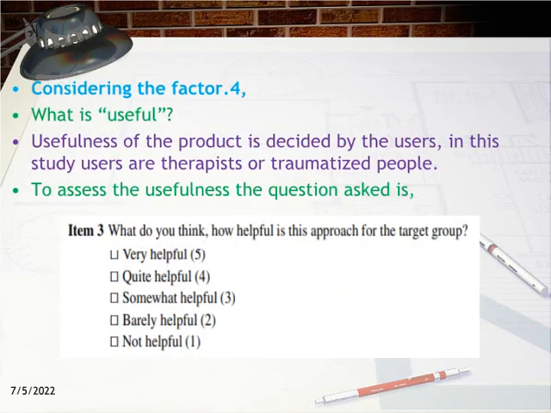Considering the factor 4, what is useful? The usefulness of the product is decided by the users. In this study, users are therapists or traumatized people. To assess the usefulness, the question asked is item 3: What do you think? How helpful is this approach for the target group? Very helpful, 5; quite helpful, 4; somewhat helpful, 3; barely helpful, 2; not helpful, 1. Statistical values obtained range from 1 to 5, and a greater number indicates greater usefulness.